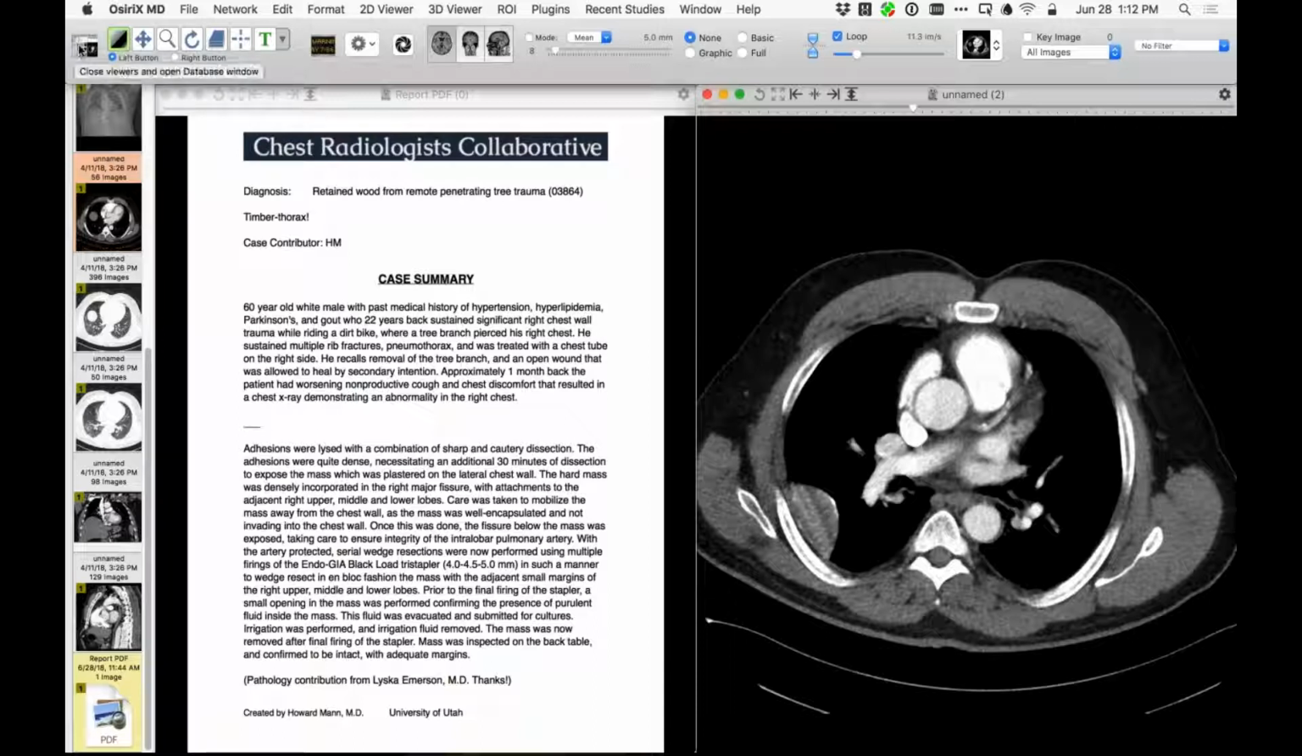So that's a cute case. Again, I'm not sure that his symptoms were actually related to this. He's lived with it so long.